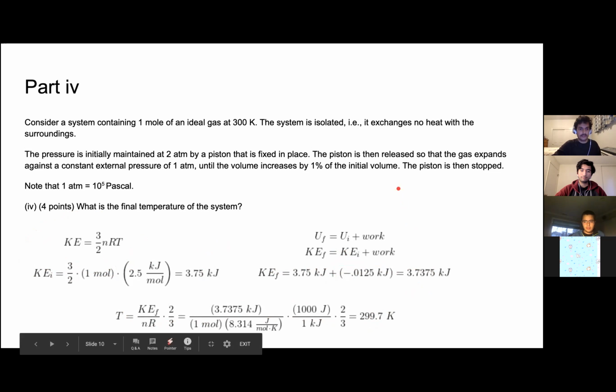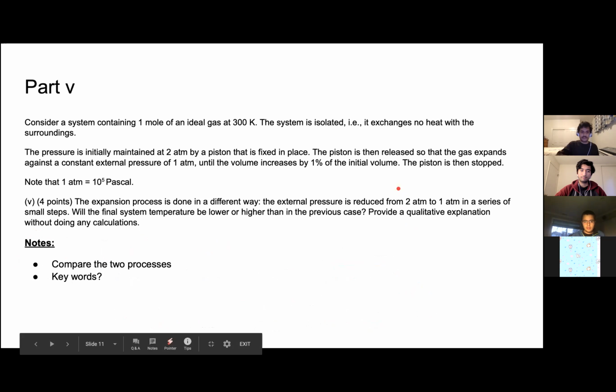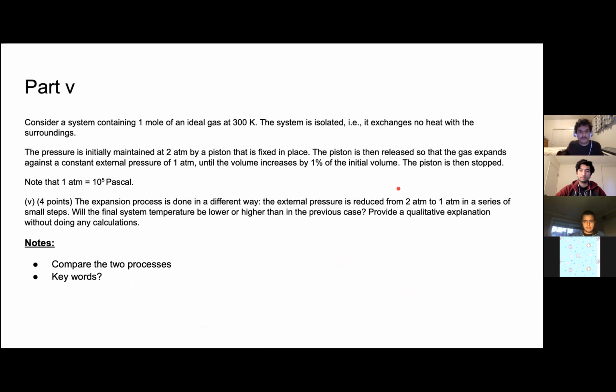All right. So the final question is, the expansion process is being done in a different way. The external pressure is going to be reduced from 2 atmospheres to 1 atmosphere like before, except we're going to do it in a series of small steps. Will the final system temperature be lower or higher than in the previous case? Previous case being what's given in the question stem here. And they say do it qualitatively, don't do any calculations.